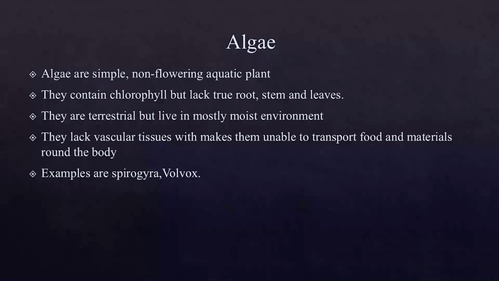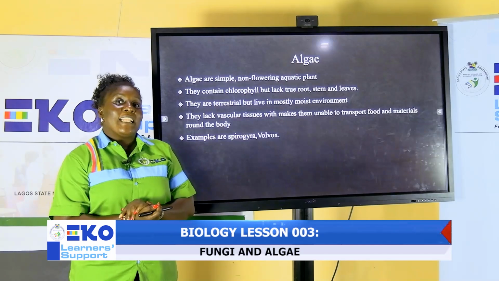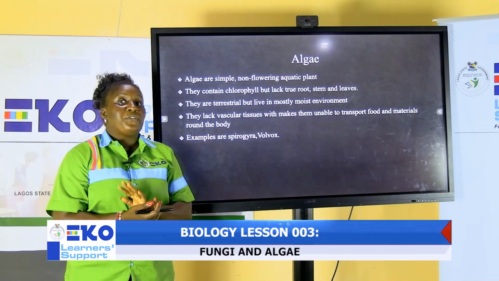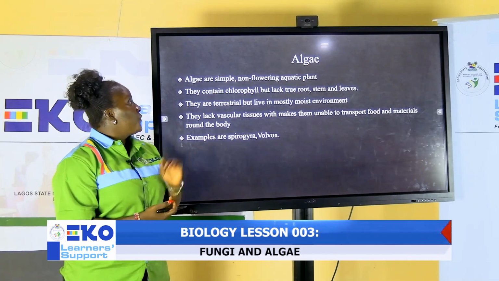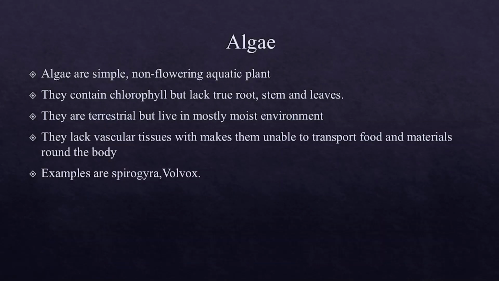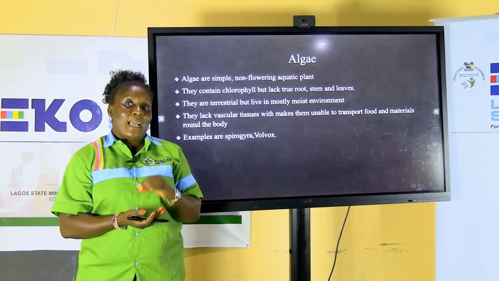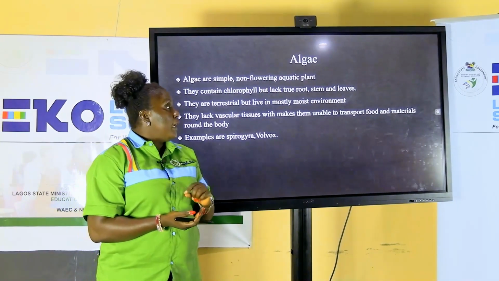Algae. Algae are simple, non-flowering aquatic plants. When we say aquatic plants, it means the plants live in water or they are found in water. They contain chlorophyll but lack true roots, true stem, and leaves. Chlorophyll is the pigment found in plants, the green pigment found in plants.